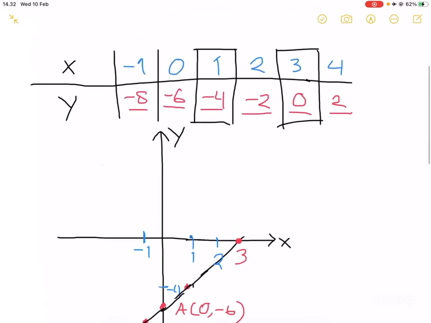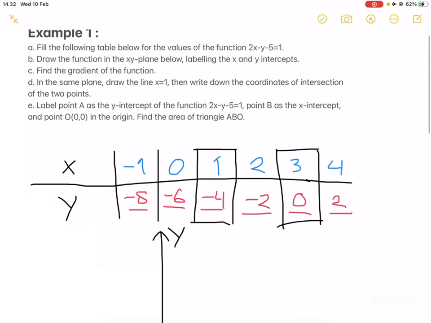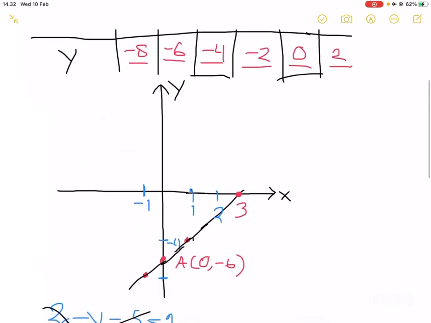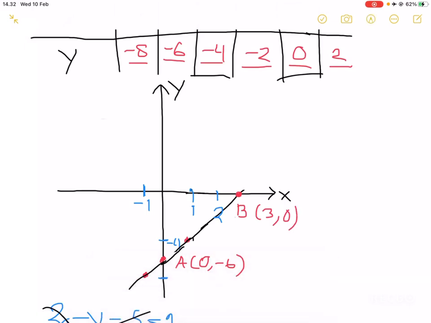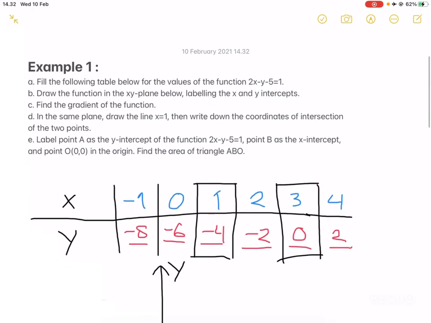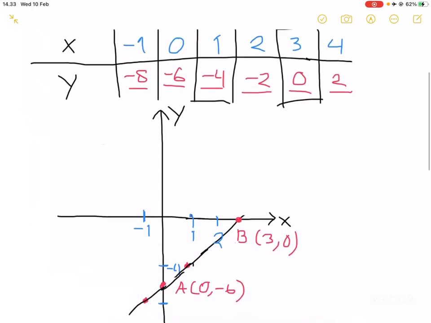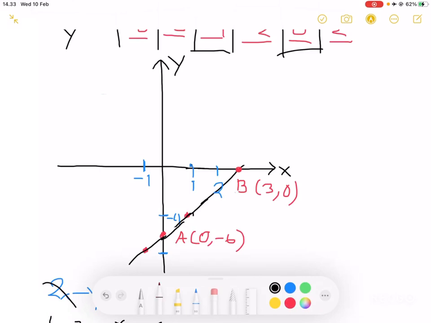And point B as the x-intercept, which is at this point right here. I'll just write the specific coordinates. So at point B we have our x coordinate, which is 3, 0, because it is on the x-axis. And lastly, point O at 0, 0, or in other words, this is the origin. There we go.